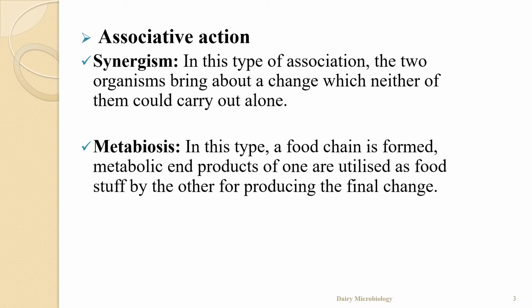The second type of association which is found in the microflora present in dairy products is called metabiosis. In this type, a food chain is formed. Metabolic end products which are produced by one organism can be used as food for the growth of another organism. For example, lactic acid bacteria first grow in the milk and convert lactose to lactic acid, which results in curdling of milk due to the precipitation of casein. The increase in acidity continues till the acidity reaches 1%, and this 1% acidity inactivates the growth of streptococci.